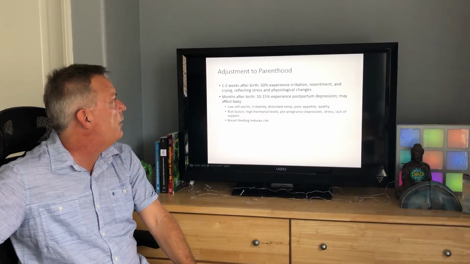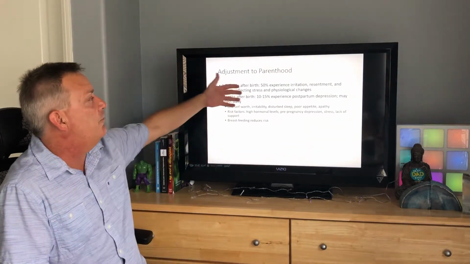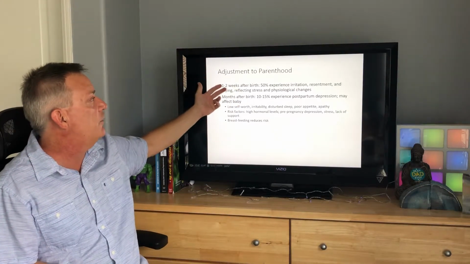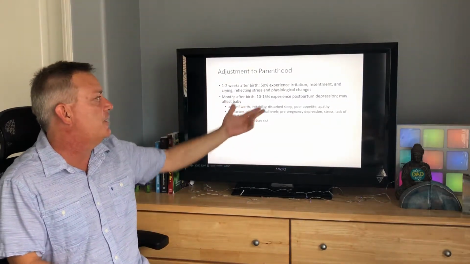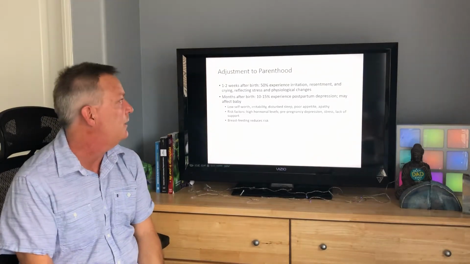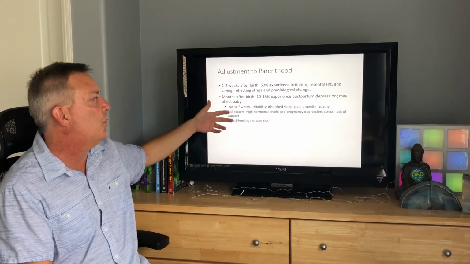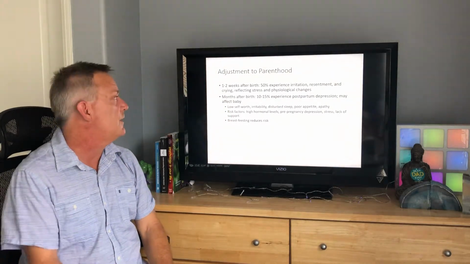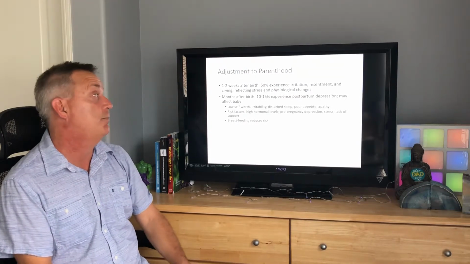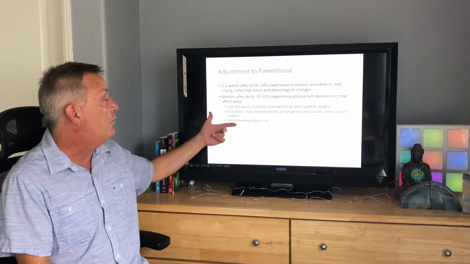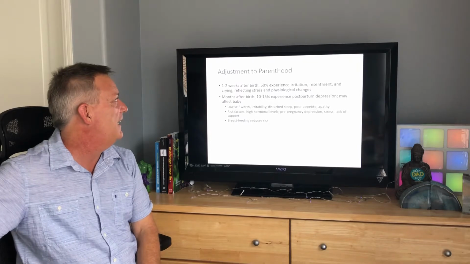And adjustment to parenthood. It can be difficult the first couple weeks after birth. 50% of moms experience irritation, resentment, crying, reflecting stress and physiological changes, a lot of hormonal changes. And then months after birth, 10 to 15% experience PPD, which is postpartum depression. It may affect the baby negatively. Low self-worth, irritability, disturbed sleep, poor appetite, apathy, what the mom experiences. And risk factors are high hormonal levels, pre-pregnancy depression, stress, lack of support, and wonderfully, breastfeeding reduces that risk and gets that good connection, right, with the kid.